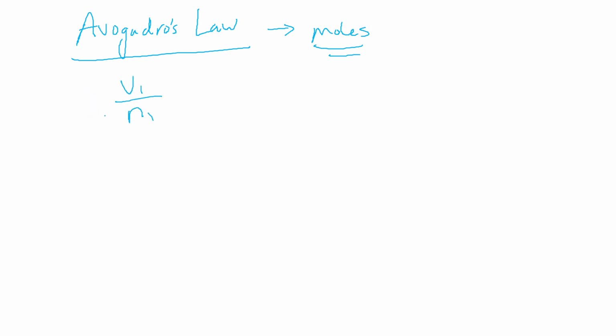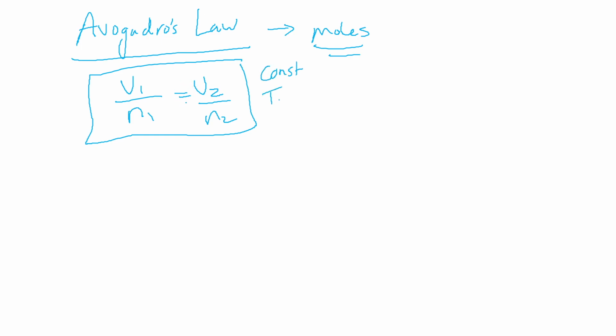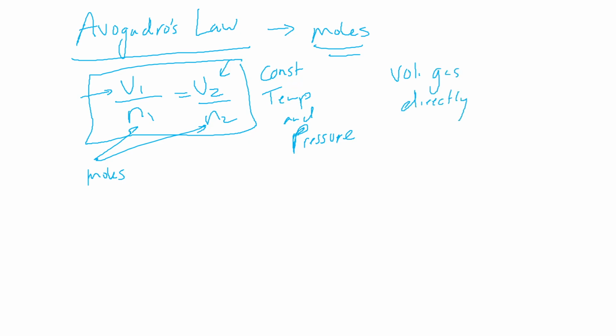It is V1 over N1 equals V2 over N2. This is at constant temperature and pressure. So at constant temperature and pressure, we have Avogadro's law. N is moles, so that is the moles of the gas. V obviously here is volume. And what he found was that the volume of a gas is directly proportional to its number of moles.